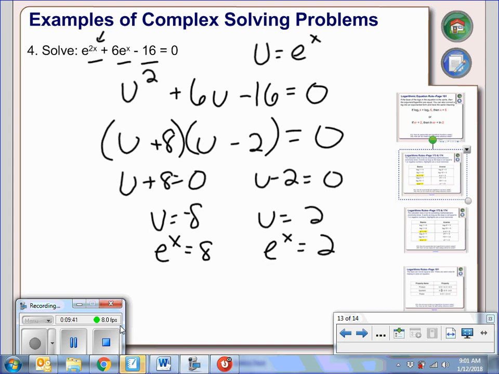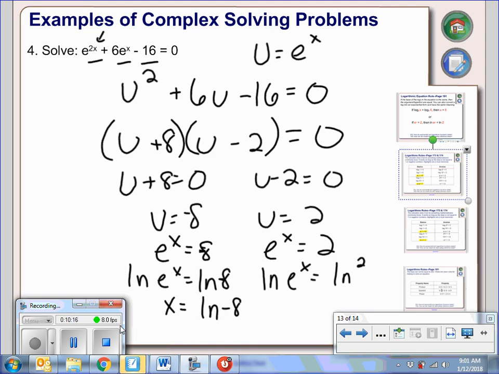Now I can work with this, but I still have that same challenge where I can't make the bases the same. So I'm going to take the natural log of both sides to solve. So natural log of e to the x equals natural log of negative 8, natural log of e to the x equals natural log of 2. Now, this is one of those properties where I immediately recognize it's just the power. So x equals, oh, look, negative 8. I keep forgetting to bring the negative 8 down. Natural log of negative 8. And x equals natural log of 2.